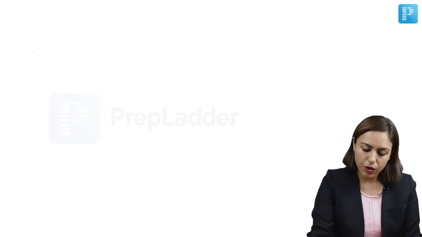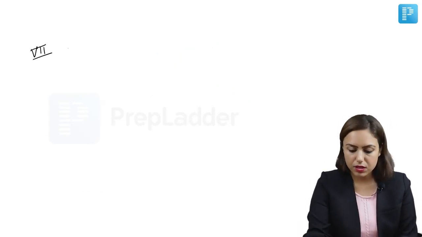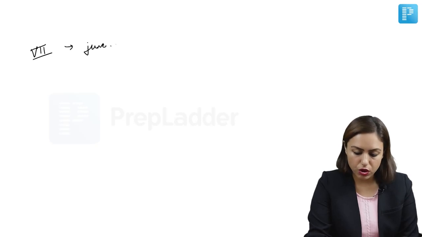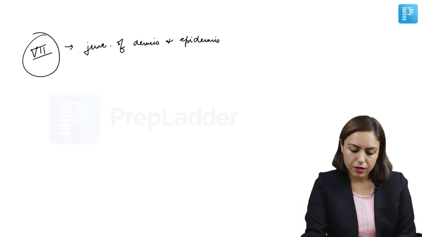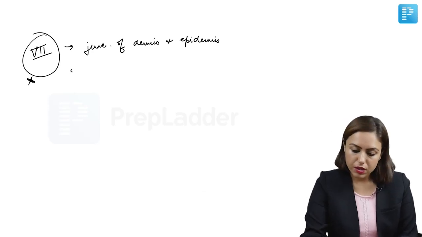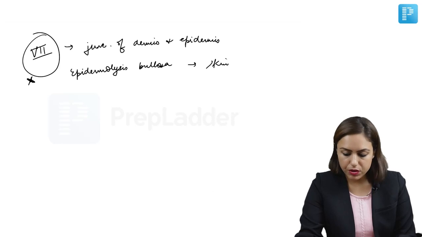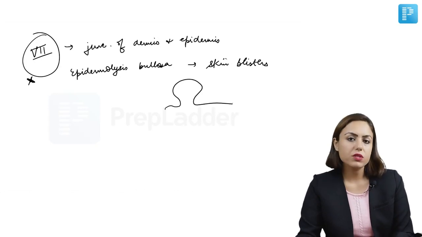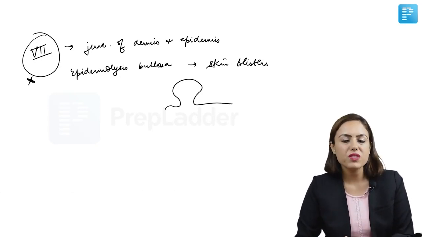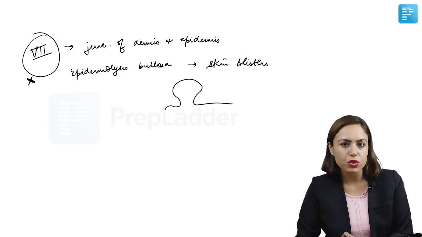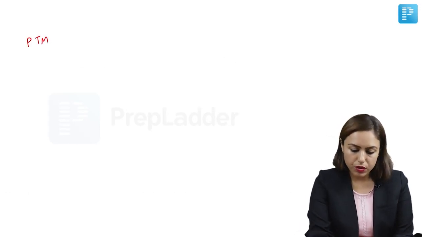Then one more type which is important is type 7. This is present at the junction of dermis and epidermis, right? And if there is a defect in type 7, this leads to epidermolysis bullosa, in which there are skin blisters like this because the junction of dermis and epidermis is now loosened due to absence of this collagen.